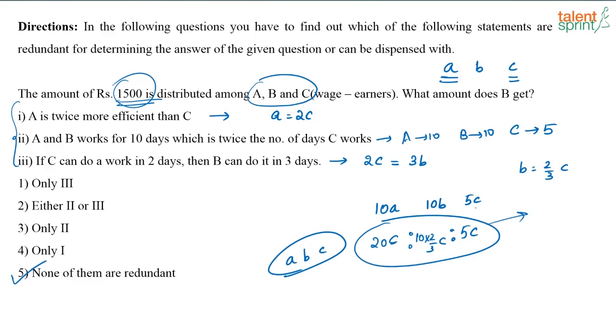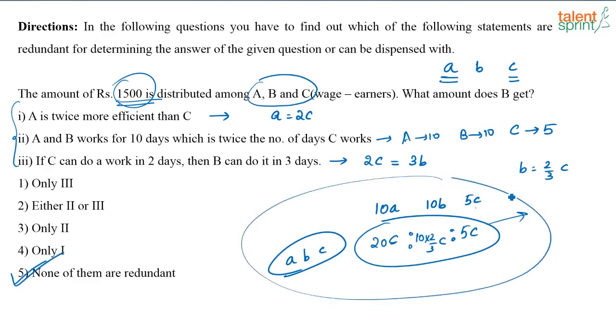I am just explaining it for the sake of explaining how you would approach the problem if it was a normal question. But here it is a data sufficiency question, so you just have to say which statements are enough to answer the question, or say which statements are not necessary to answer the question. So directly you can mark the answer as option 5. You need not get into solving. Just by looking at the given information, we will be able to say what the answer is.